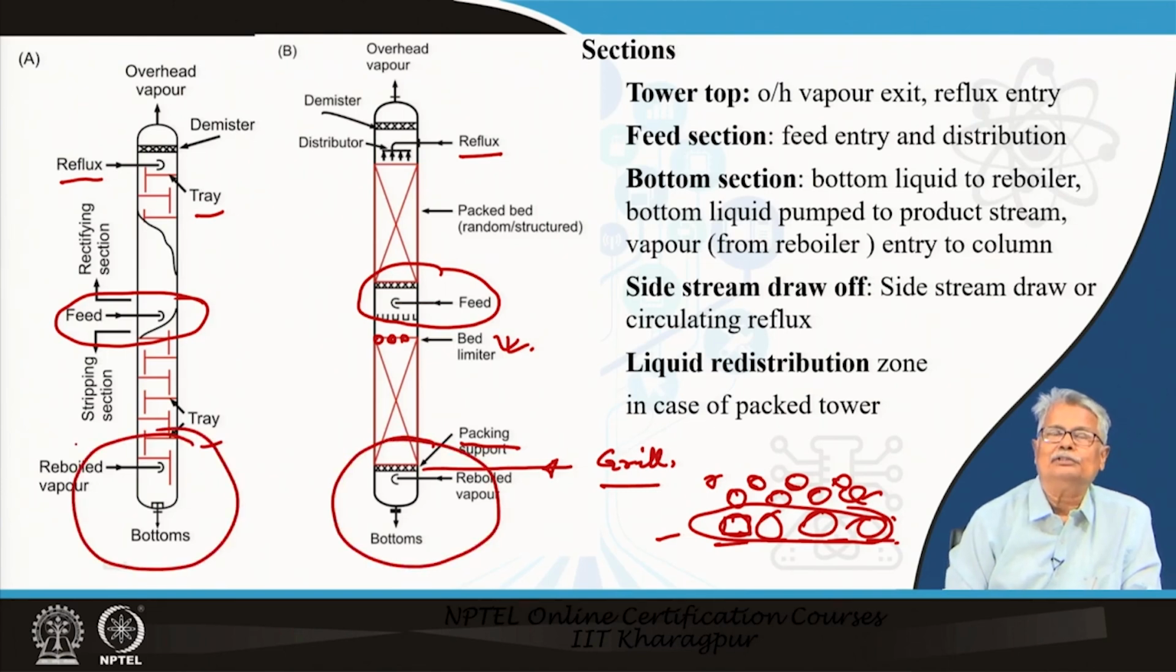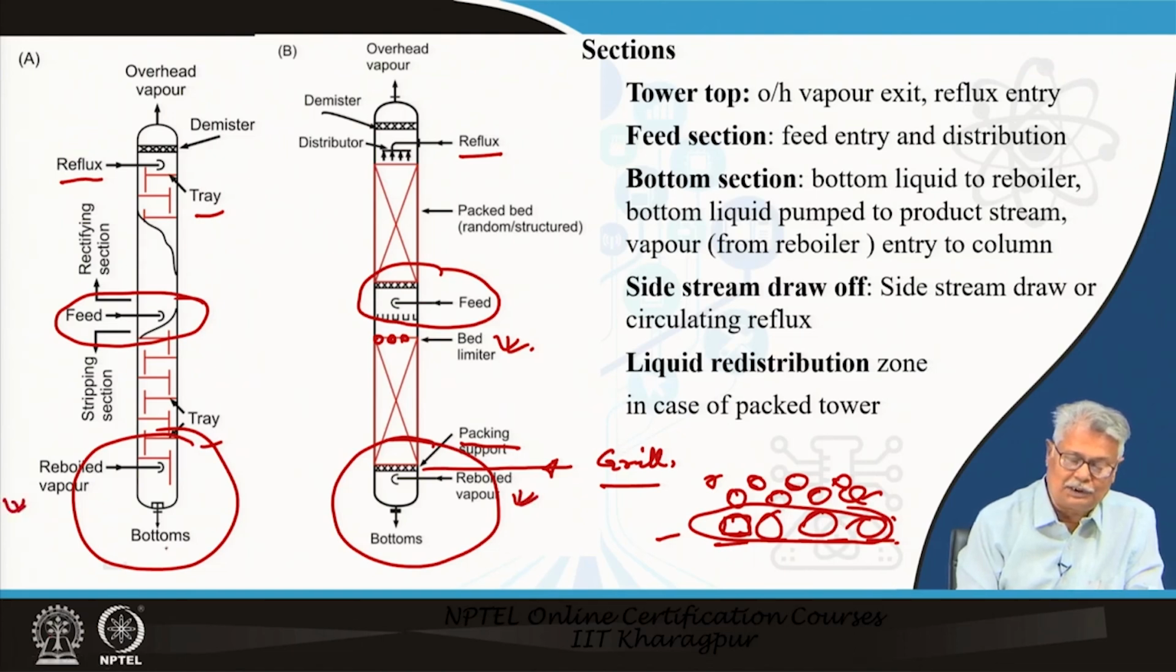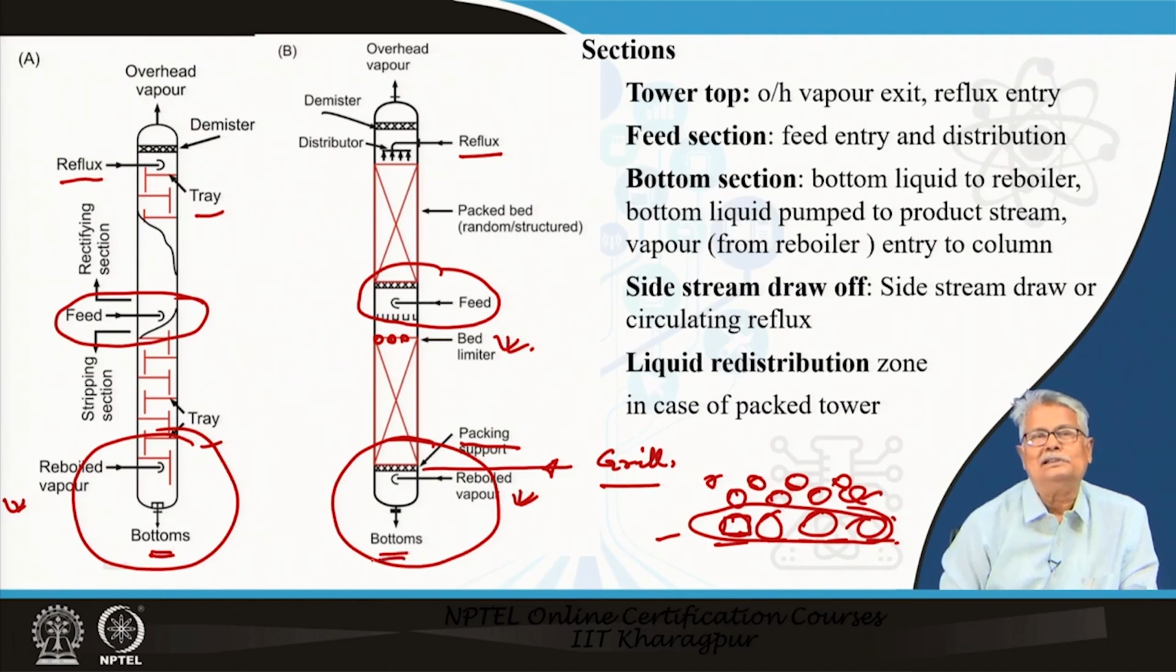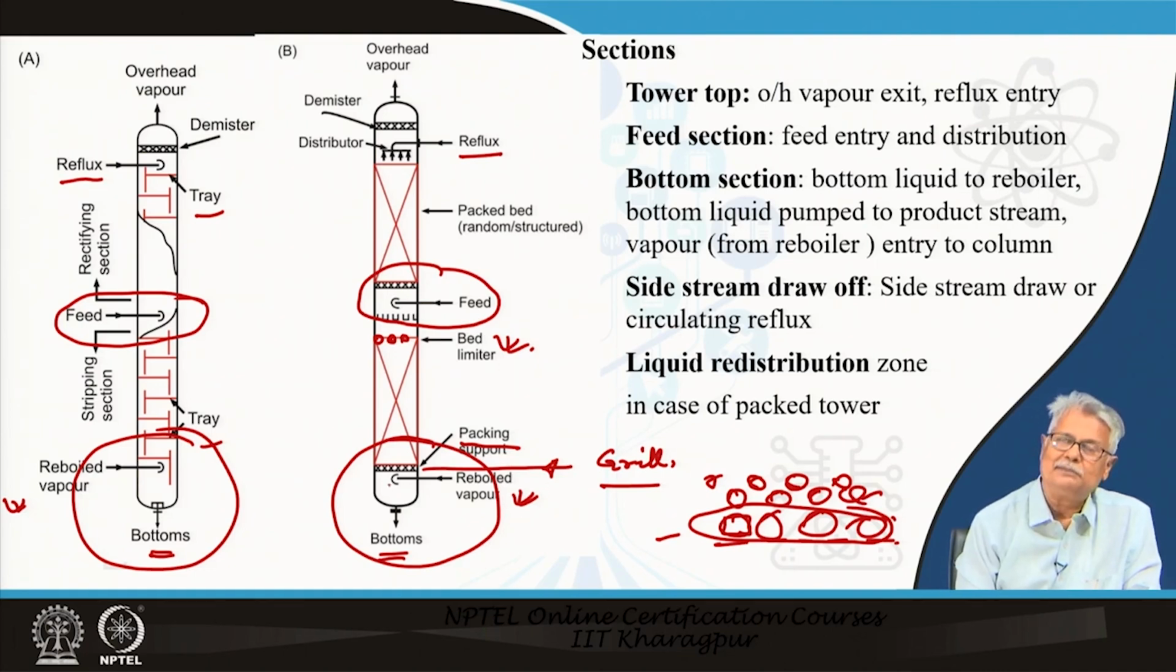In your bottom section, if you are talking about a vapor liquid contacting column for distillation, what are you going to have? You are going to have an entry for your reboiled vapor. You are going to have a takeoff for your bottom product. Where will this bottom product go? Part of it will be vaporized, and it is going to generate the reboiled vapor, which is sent back to the column below the bottommost tray that you can see here, and part of it will be taken off as product.